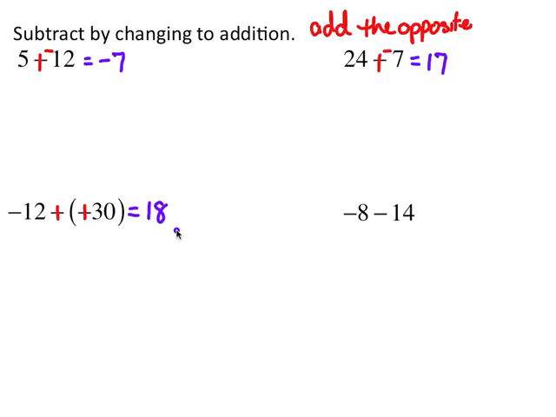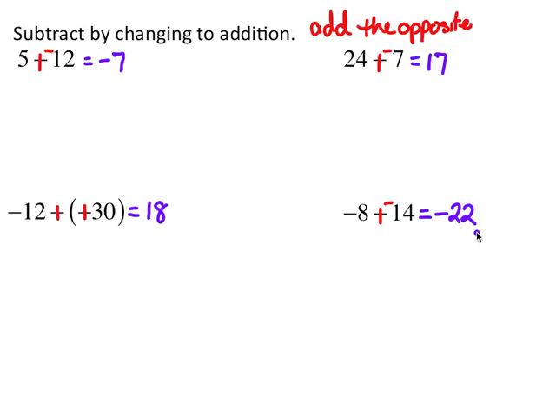And the last one, same thing. It's a subtraction problem. So we're going to add the opposite. Now it's negative 8 plus negative 14. This time the signs are the same. So our answer will be the sign of both of the numbers. So they're both negative. That means our answer is negative. And in our head, we're just adding 8 plus 14 is 22. So our answer is negative 22.